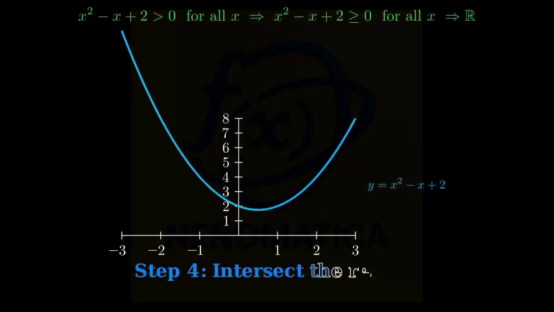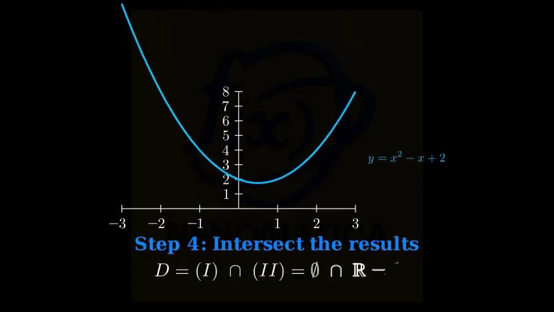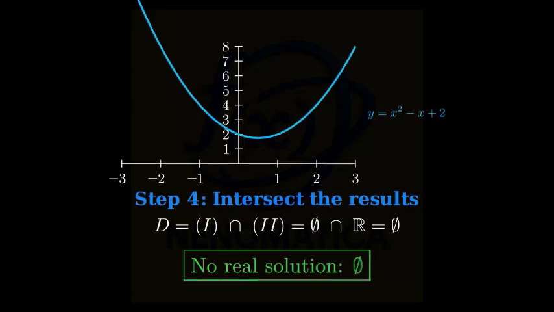Step 4, intersect the solution sets. Part 1 gave the empty set, and part 2 gave all real numbers. The intersection of the empty set with all real numbers is still the empty set, so the equation has no real solutions.